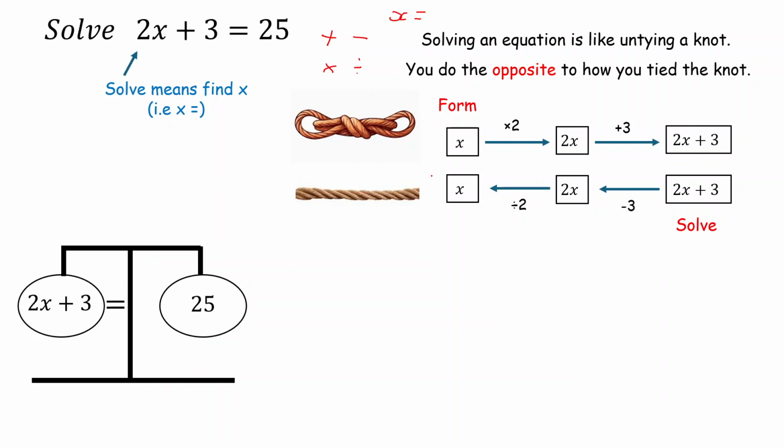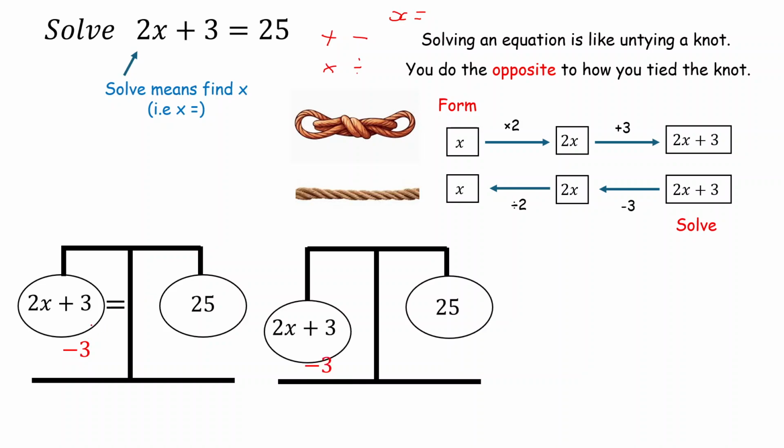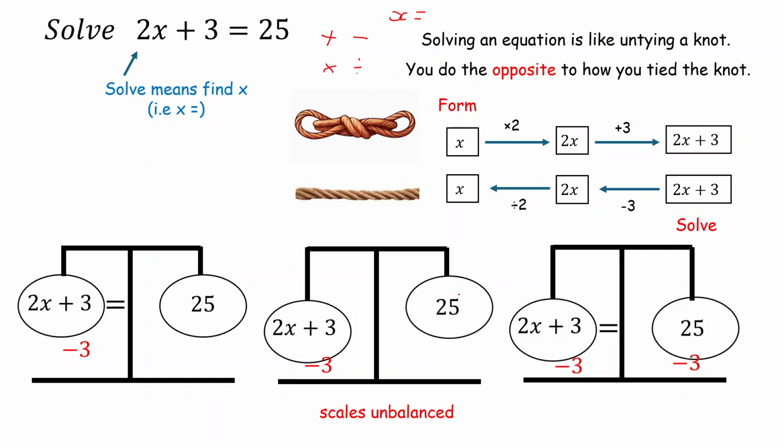I want to solve it. I want to begin with this and go back by initially taking away 3. So I can take away 3 from this. But we know from the previous videos, if I take away 3 here, bam, the scales are unbalanced. This is not good. So we've got to take away 3 from the 25 as well to get the scales back in balance. This is absolutely crucial. With an equation, you must do the same thing to both the left-hand side and the right-hand side. So I've done the taking away 3 part, first of all.